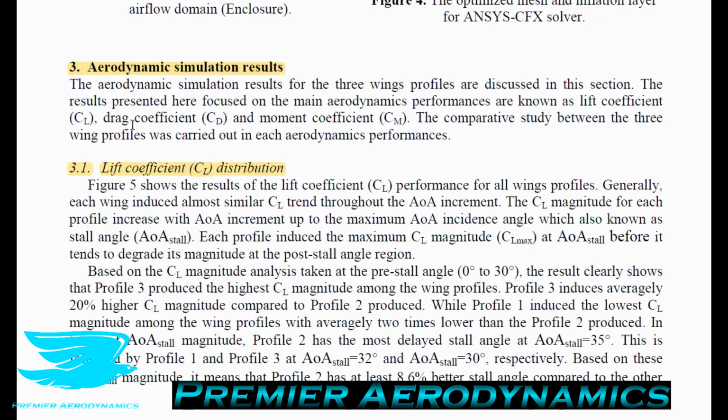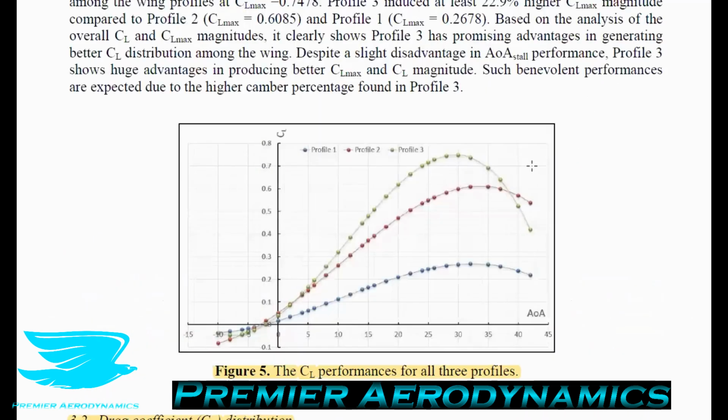So the lift coefficient distributions. In figure 5, we have the angle of attack on the x-axis and the lift coefficient on the y-axis, and we have all 3 profiles plotted. Generally, each wing induced similar lift coefficient trends throughout the angle of attack range. The lift coefficient for each profile increased with increasing angle of attack up to the maximum angle of attack, after which stall occurred, which makes sense.